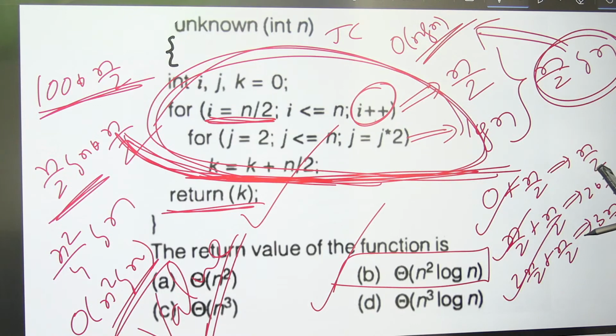Value is n square log n. Time complexity is n log n. Value is n square log n.